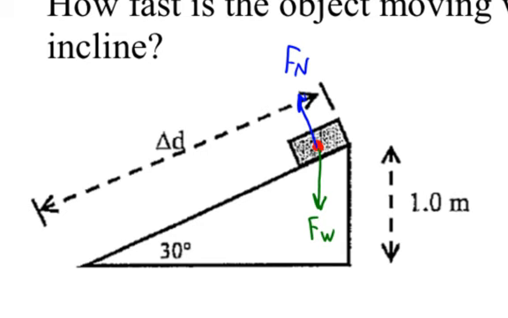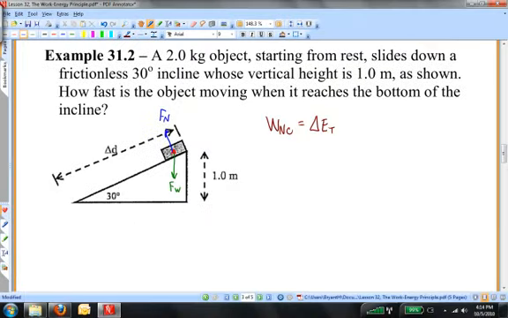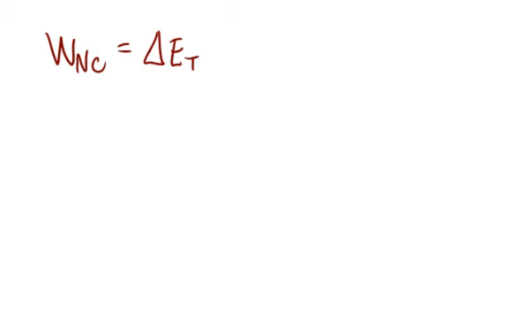So basically, when I write the work energy theorem, which I'm about to do here, there are no non-conservative forces that are going to fit into this equation. In other words, the left-hand side of this equation is going to be equal to 0. What about the right-hand side? What kinds of energy are involved? There's gravitational potential energy, the object's elevated by 1 meter, and there is kinetic energy.